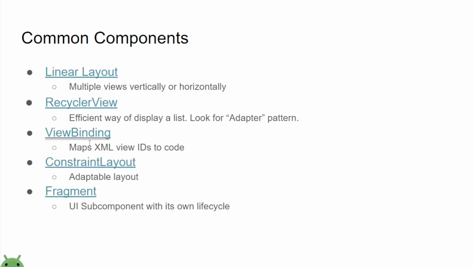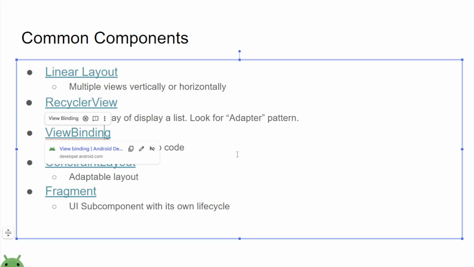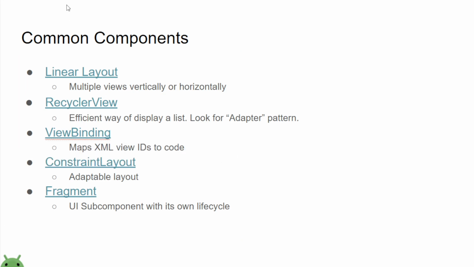View binding is a way of mapping the XML view IDs to something you see in code. It's mostly just a convenience thing, makes things a little bit cleaner. There's various mechanisms for doing stuff like this, but the most common one is this one. Constraint layouts is just a common layout pattern you might see. It's based on constraints to a view to handle things like how close should it be to this.